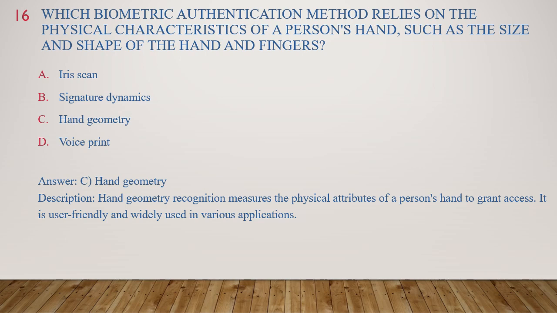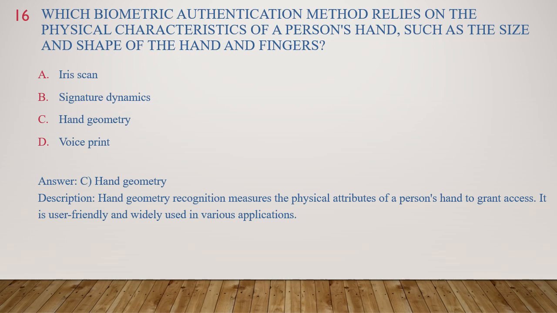Hand geometry. This method measures the size, shape, and proportions of a person's hand and fingers, making it the only option directly related to the physical characteristics of the hand. Hand geometry authentication is a less common biometric method compared to fingerprints or facial recognition, but it offers certain advantages. Non-invasive. No direct contact with a sensor is required, improving hygiene and user experience.